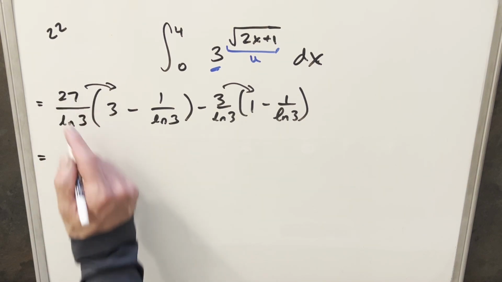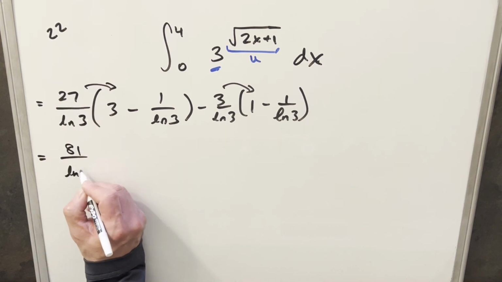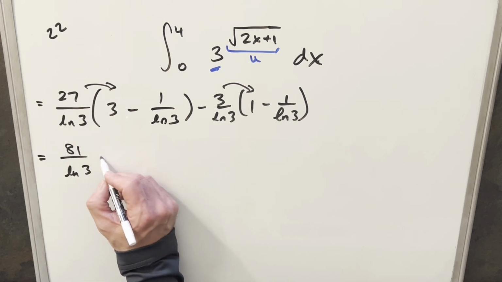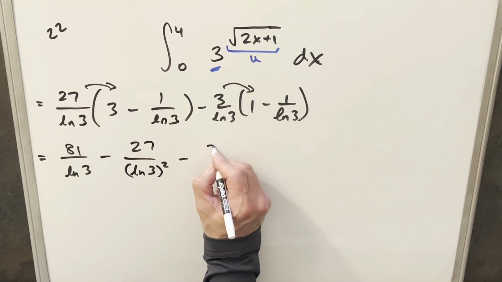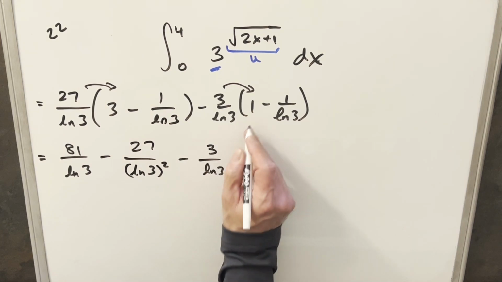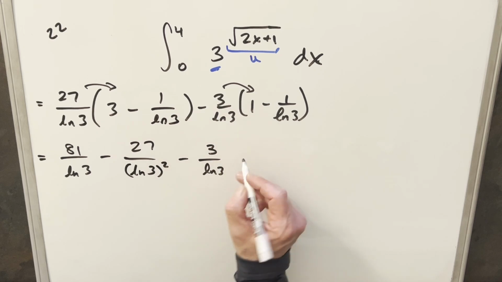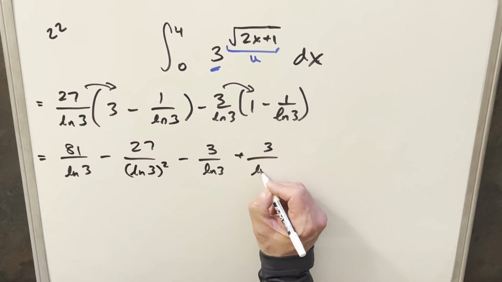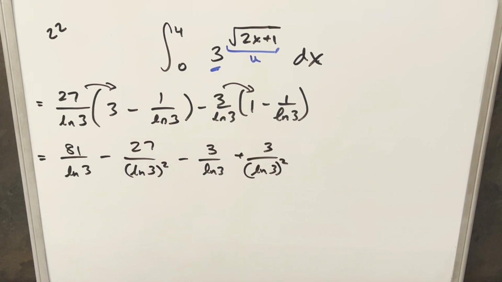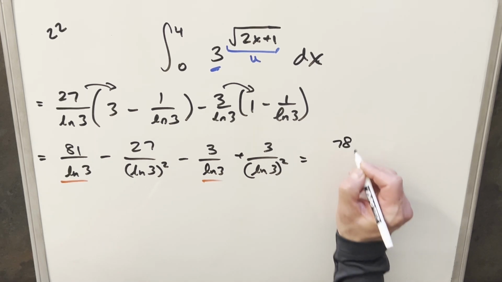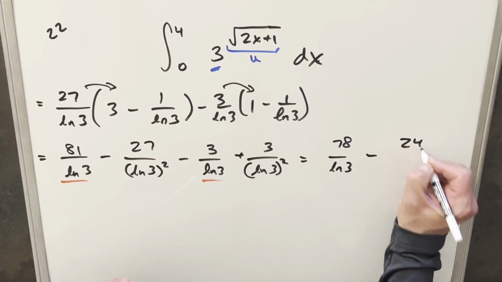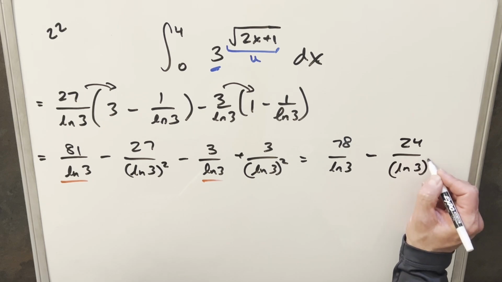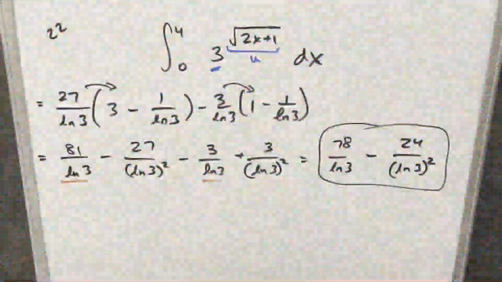For this first term, 3 times 27, we have 81 over ln 3. Distributing in this second term, we get minus 27 over ln 3 all squared. Here we're just going to have minus 3 over ln 3, multiplying by this 1. Then here minus 3 times minus 1 over ln 3 gives me plus 3 over ln 3 all squared. Combining these two terms and subtracting, we're going to have 78 over ln 3. And then combining these two terms, 3 minus 27 gives me minus 24 over ln 3 all squared. And that's it.